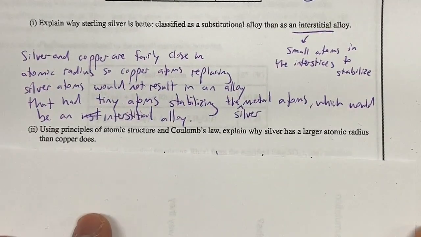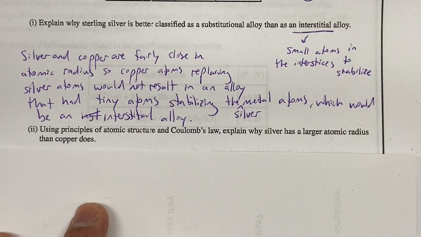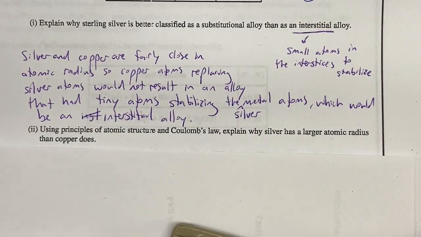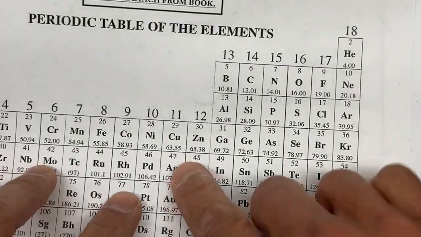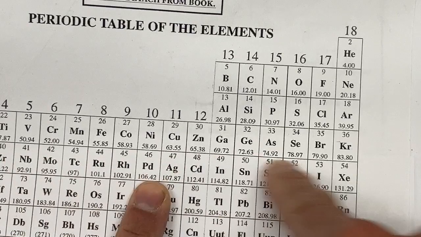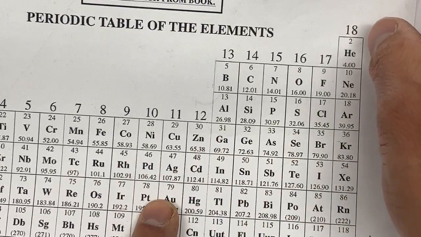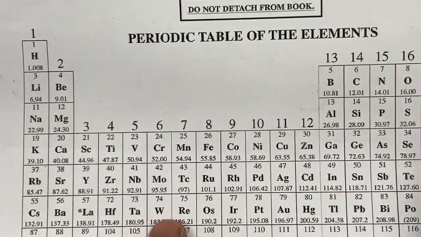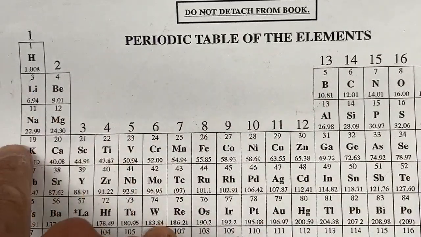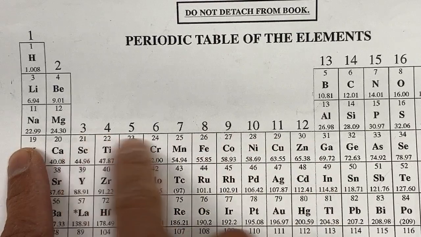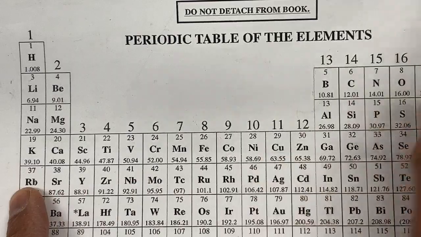Using principles of atomic structure and Coulomb's law, why does silver have a larger atomic radius than copper does? Let me get a periodic table for this one. Hang on a second. Okay, so if you look at the periodic table, this is silver right here. It's in the 5th row, which is the 4d sublevel. Remember, it goes n equals 1, n equals 2, n equals 3, n equals 4, but this is 3d, right? So copper is in the 3d block, silver is in the 4d block.